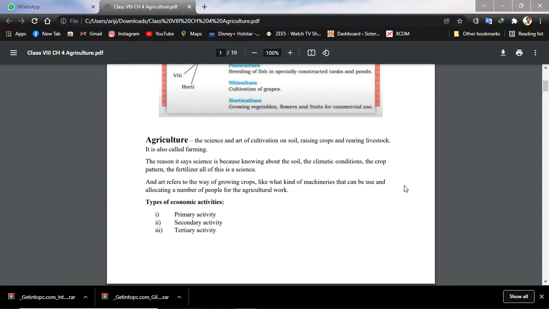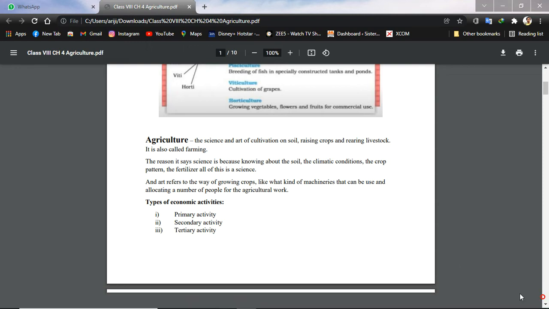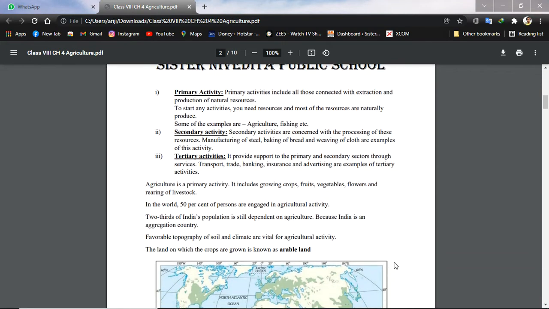So we divide economic activities into three types. You remember it: number one is primary activity, number two is secondary activity, and number three is tertiary activity. Coming to the first one, the primary activity.